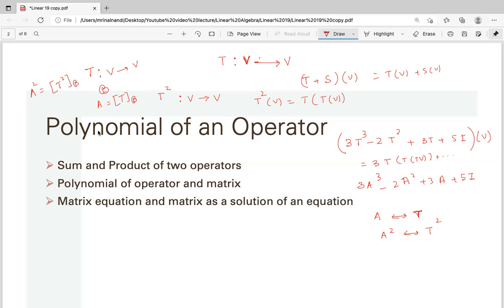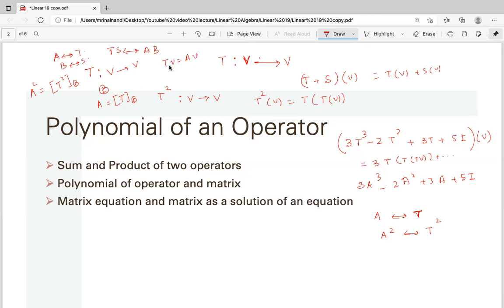And not only for A square: if A corresponds to T and B corresponds to S, then AB corresponds to TS. So order is important. If T and S are linear operators, A and B are two matrices, and the same ordered basis is used for both, then TS, which is S acting first and then T, corresponds to AB, B acting first, because we are taking the vector v on the right hand side. So T(v) is like Av.